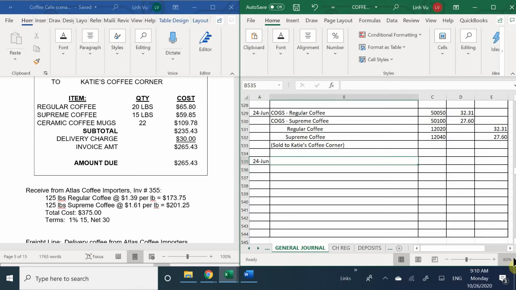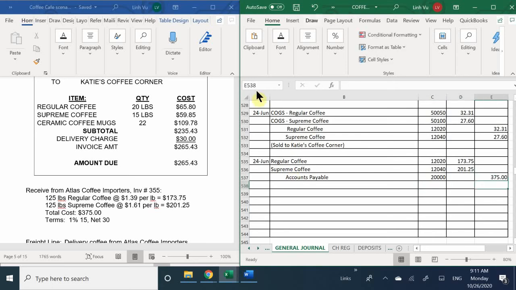This is 624, and it's regular coffee debit, 12020, for the amount of 173.75. Then Supreme Coffee, 12040, for 201.25. And accounts payable credit is 20,000 for 375 credit.